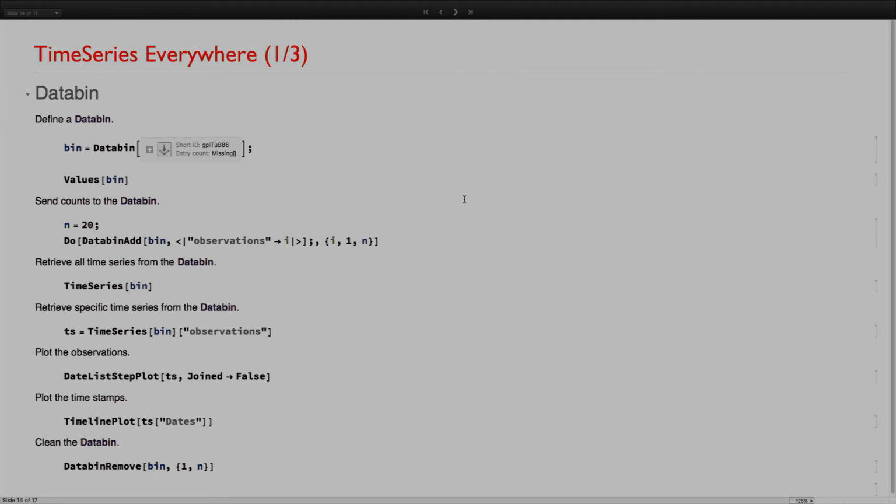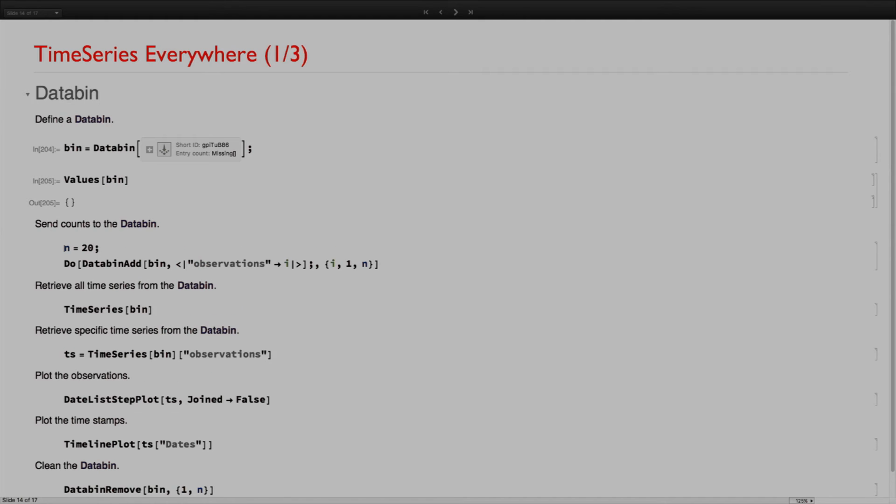Okay, time series everywhere. I just want to show that we have time series happening throughout the Wolfram Language. I'm sure I'm not going to get all the examples around, but some of them. So one of these places where we can encounter time series is a data bin. So I have a data bin defined. It should be empty. It is. I can send some counts that I call observations to the data bin. You can see that the counter is going up on the data bin icon. So I went to 20.